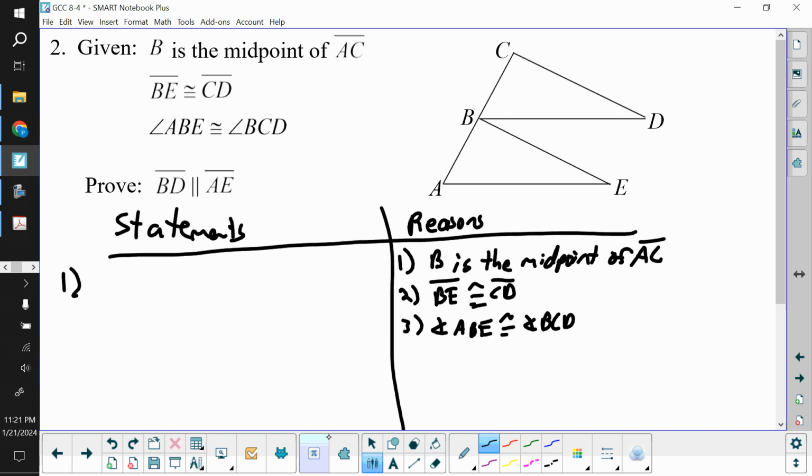Oops, I just wrote those on the wrong side. Let me fix those.